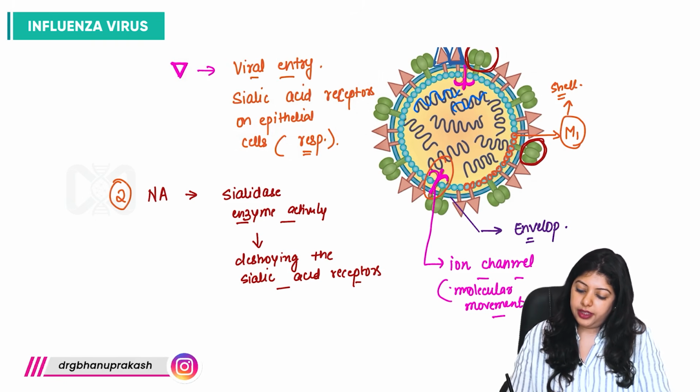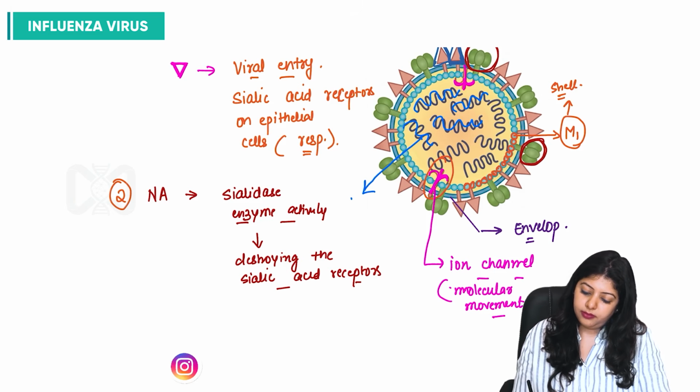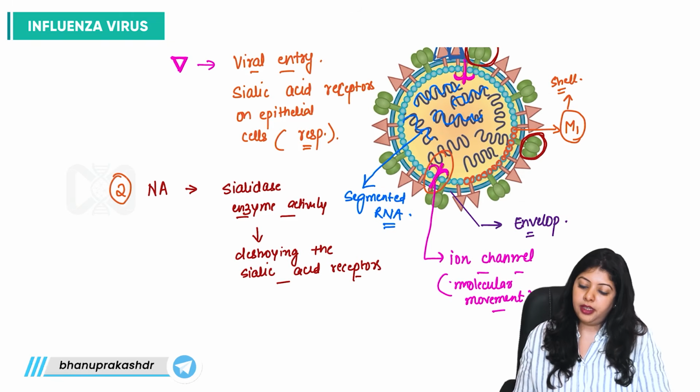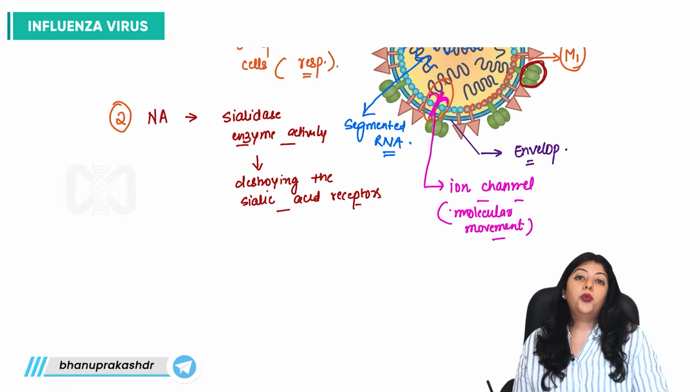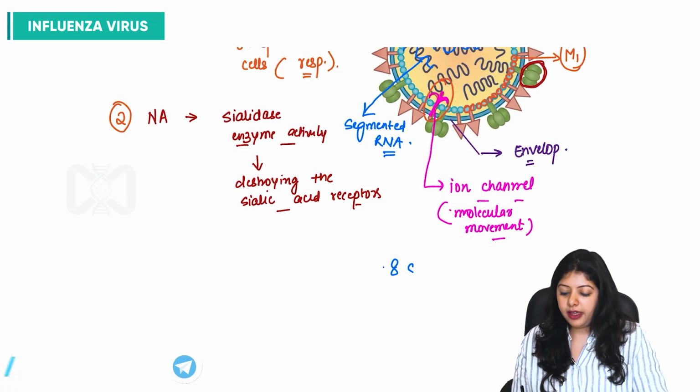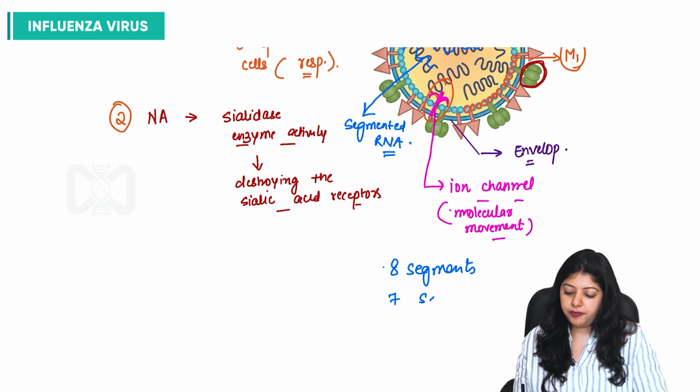These are different RNA segments. Whether it is influenza A or B, it should have 8 segments, and C and D are of course going to have 7 segments.